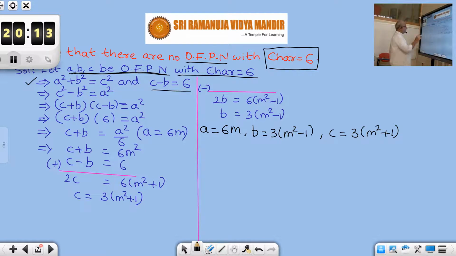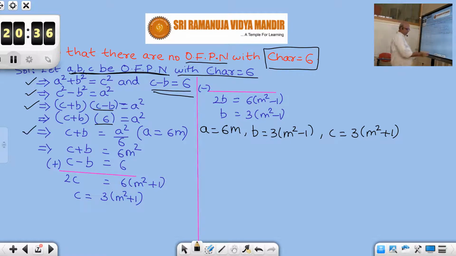So the first equation can be written as C square minus B square is equal to A square. Next step is also the same: C plus B into C minus B is equal to A square. In place of C minus B, we are putting this 6. So C plus B is equal to A square by 6. Up to here, every student is writing correctly.